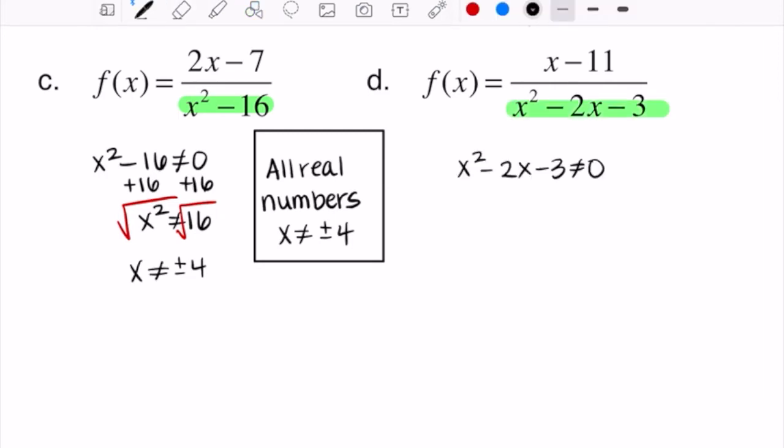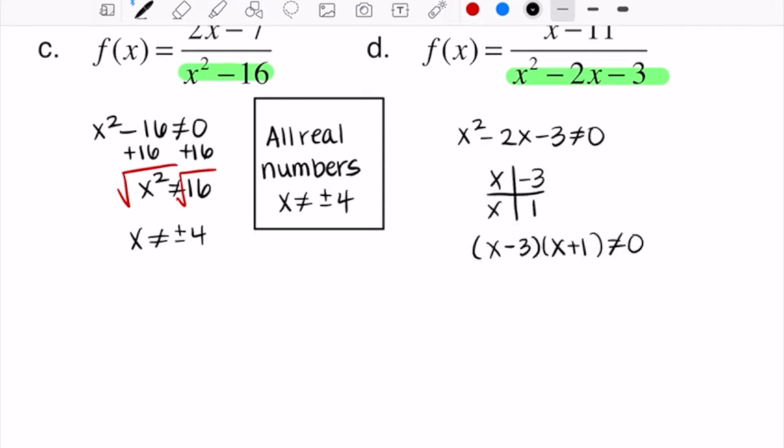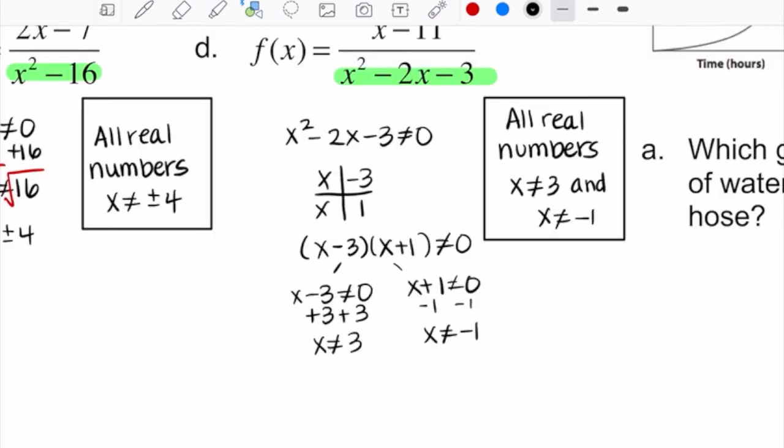And then similarly on D, I'll set the denominator not equal to 0. On this one, I'll t-chart. And then once I have it written in factored form, I'll use the zero product property to finish solving. I'll get that the domain is all real numbers, but x cannot equal 3 and x cannot equal -1. Those two numbers would create a 0 in the denominator, so it would make the function be undefined at those values. All right, moving on.